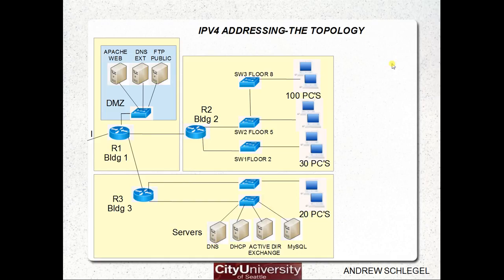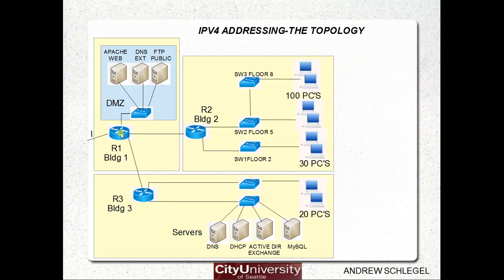Okay, so here's the actual topology that we're going to be looking at. Over here, this is going off to the internet. So we're not going to worry about this interface because what's going to happen is the service provider is going to issue us an IP address via DHCP. So we're not going to worry about that, okay? But here we have basically 3 routers and 3 different buildings, and all of this is in Seattle, okay?